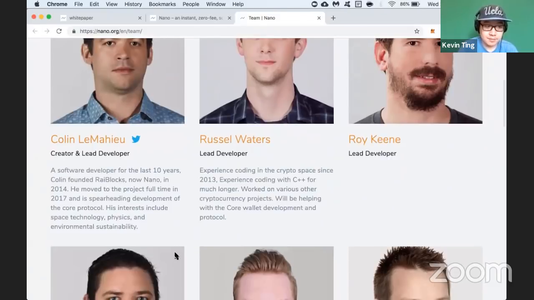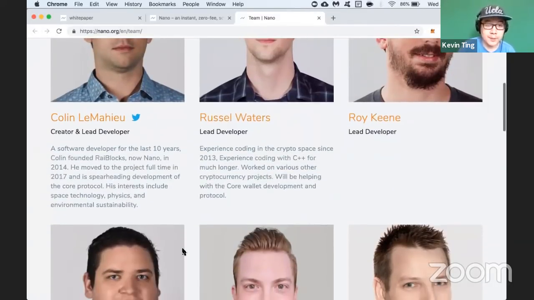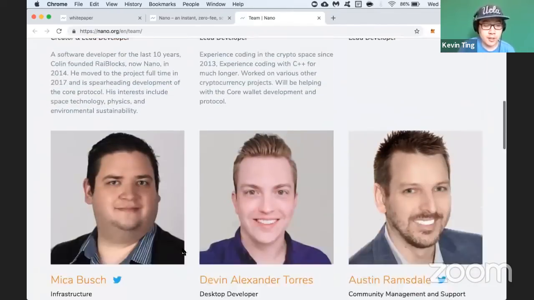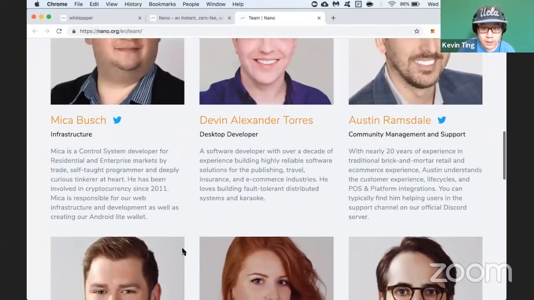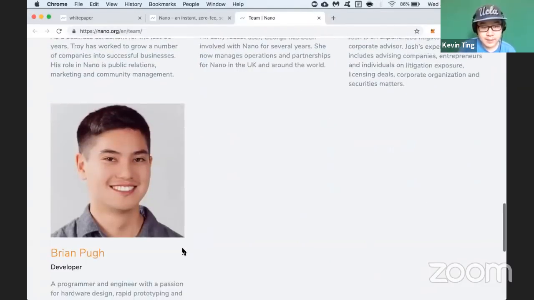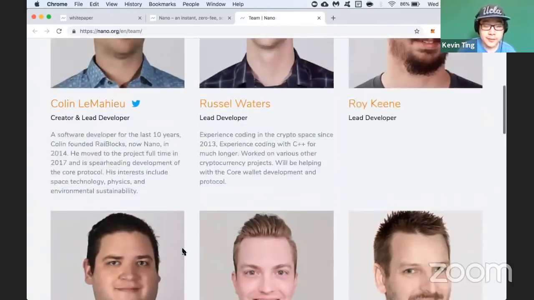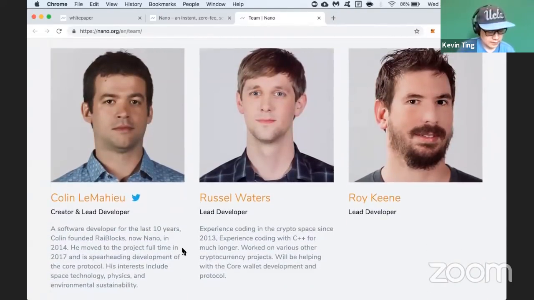We have Colin as the creator with 10 plus years as a software developer. Russell Waters as lead developer. They have quite a few developers, not only on the core protocol, but also on infrastructure, on wallets, and so forth. This team has grown a bit since I last took a look a few months ago. Definitely a pretty serious team. I would say pretty legit team. And even Charlie Lee came out to say that the devs seem to have their heads screwed on straight, and they're really going for adoption and hoping for the best for Nano, not just doing it as a quick way to make Lambos or whatnot.